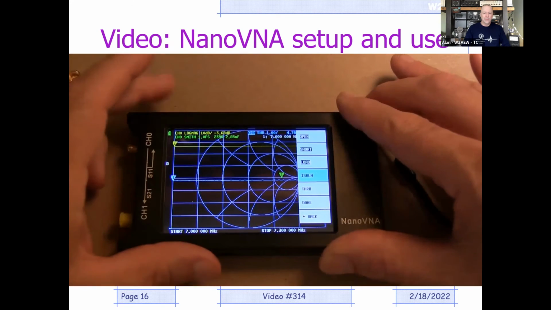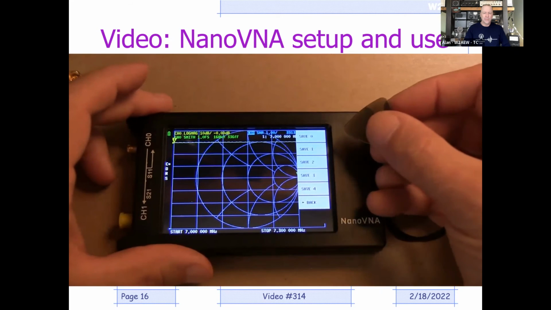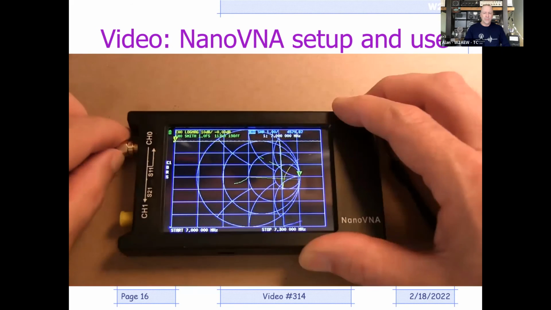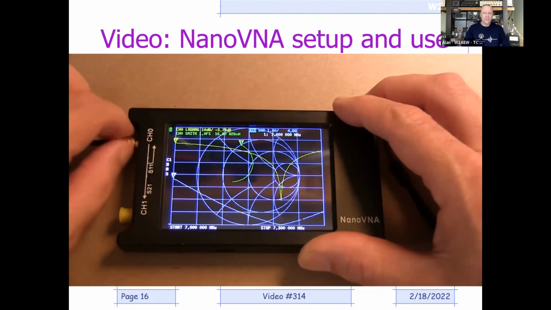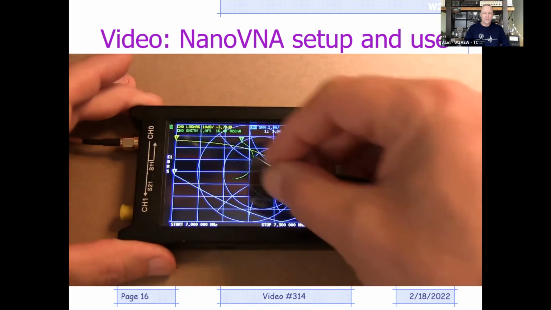Once we've done all 3 standards, we can hit done and then choose to save it to a memory location. I'm going to choose just to save it to location 1. And so now we hook up the antenna. With the antenna hooked up, we can see our SWR plot over the 40-meter band.